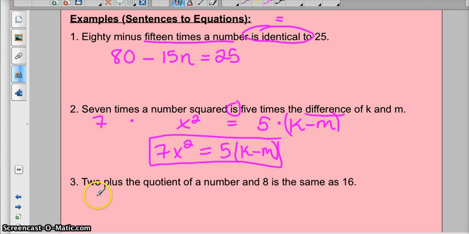Alright, number 3: 2 plus the quotient of a number and 8 is the same as 16. So 2 plus the quotient, and you should know that means division from our last section, of a number and 8. So of a number and 8, that's what the division could look like. There's a couple different ways you can write that. Is the same as, so again there's our keyword for equals. So is the same as 16. So 2 plus the quotient of a number and 8 is the same as 16.